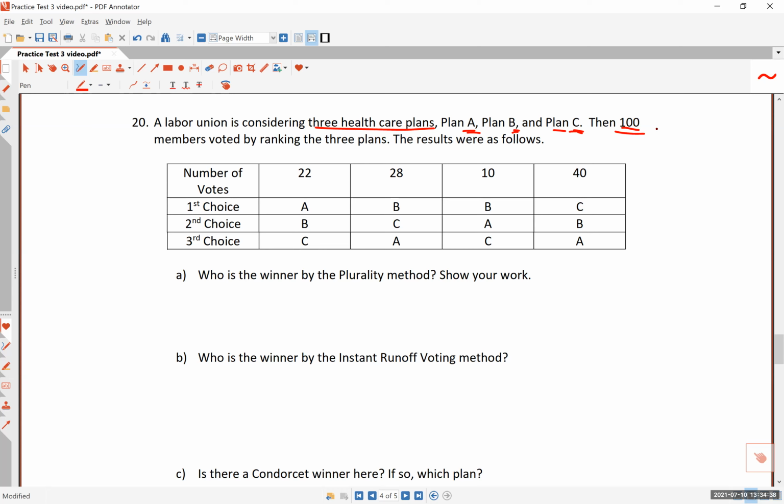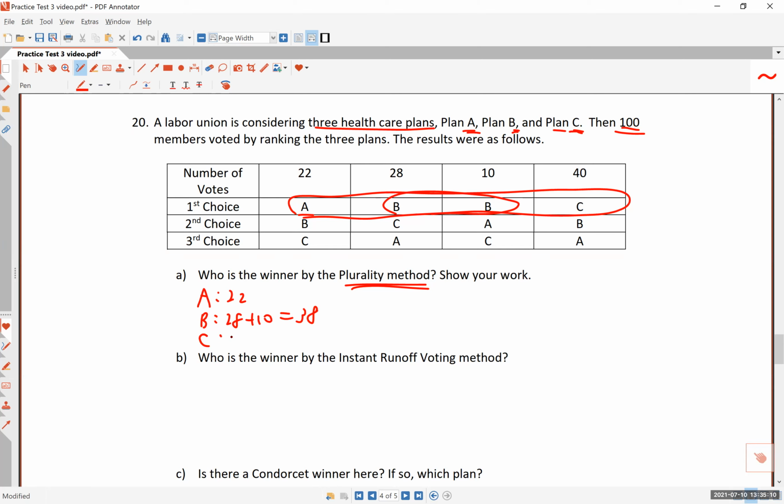Now they could decide to choose one of the 3 plans and just vote on just one. In that case, you are using the plurality method, and all you will see is this. You wouldn't see any rankings. This is all you see in the plurality method. Right? So who is the winner by the plurality method? Well, 22 people would say A is the best. B, remember, you have to add up these 2 numbers. So 28 plus 10, that's 38 people casting their ballot for B, and C, whoa, it gets 40 first place votes. So C wins if the plurality method is used.